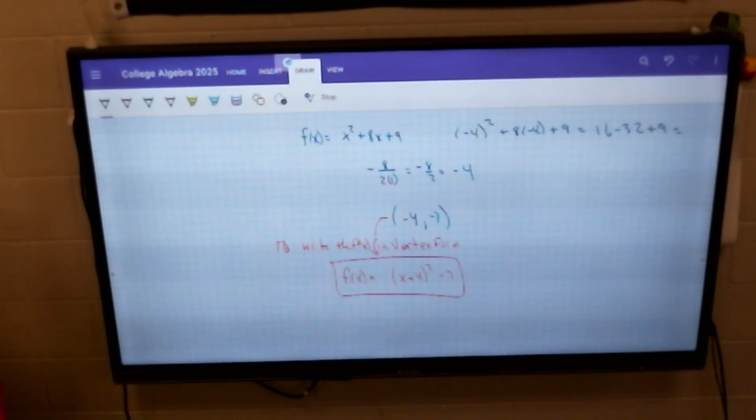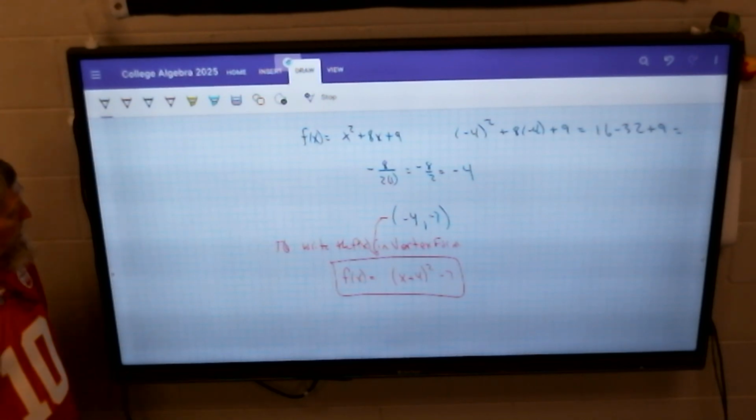Okay, let's see here. So we converted standard to vertex. We've graphed using vertex form. Do we need to go over any of that? Are you good with that? Yes? Beautiful. Okay, so let's have you try one then. You're excited, aren't you? Let's try one. Okay, this is you. You try.